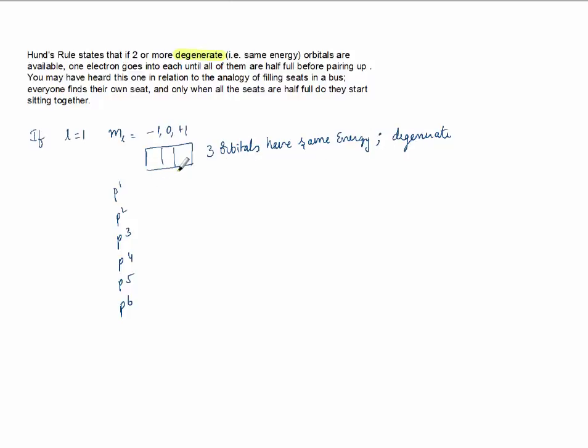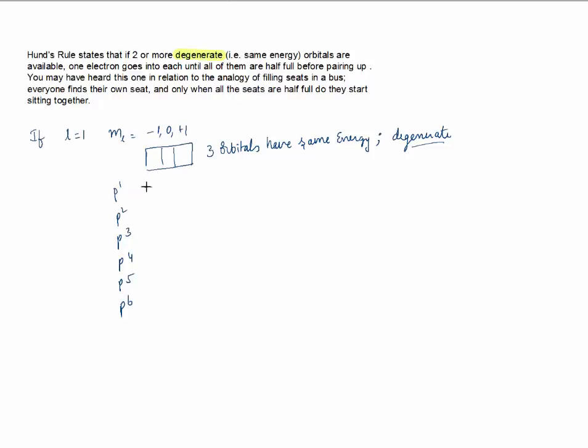It's a slightly messy representation, don't scold me. And degenerate signifies, it's a technical term which is used to specify same energy. The 1, 2, 3, 4, 5, 6, they signify number of electrons.